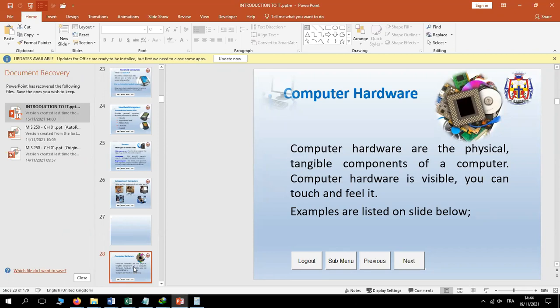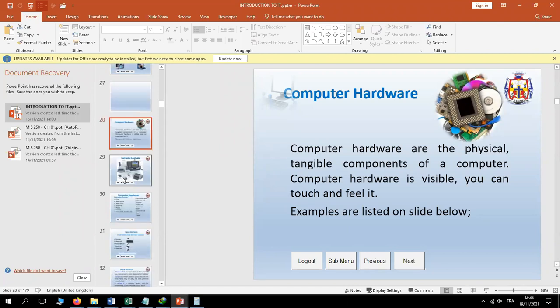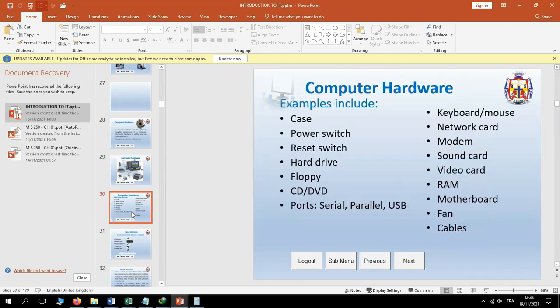So we have seen that the hardware are the physical, tangible components that we can see, feel, and touch. We can see with our naked eyes. So in other words, you can think of any components that you're able to touch with your hands, any components that you're able to see with your naked eyes that you can feel. All those things are called hardware, and we have tried to give some examples.